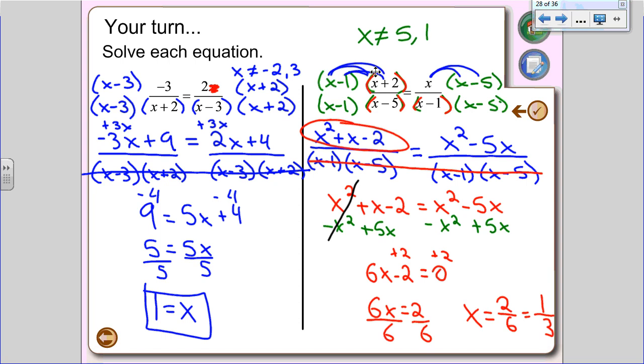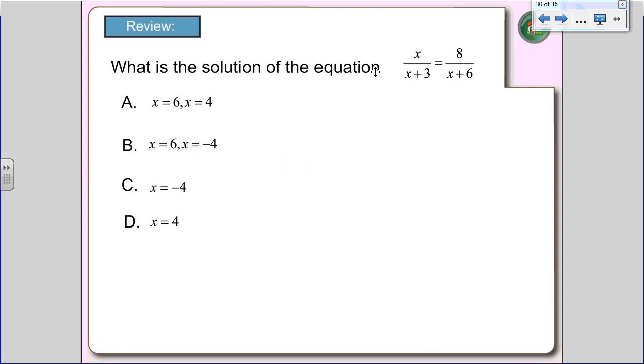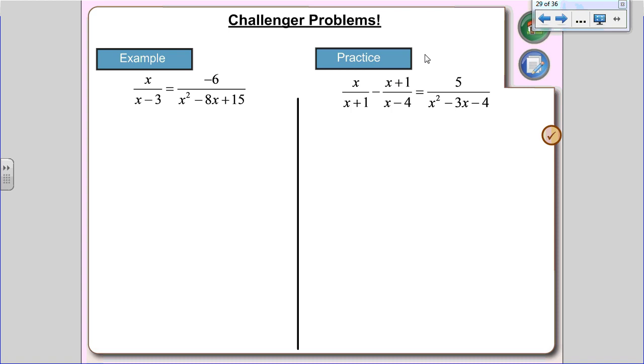Okay, if you are feeling confident, we are going to do a couple harder ones. So we're going to do challenger problem on the left. You're going to do the challenger problem on the right. And we're going to see how we do. So, first step's always the same. Factor. You need to factor these things.